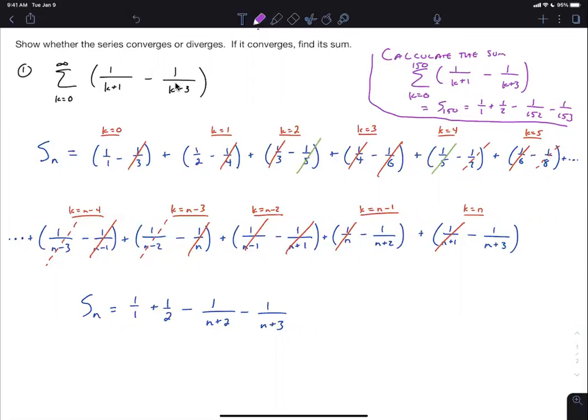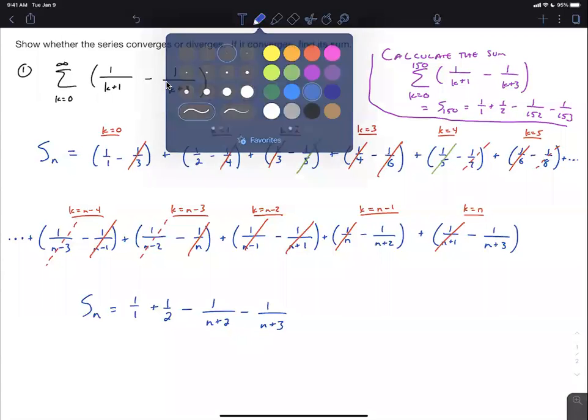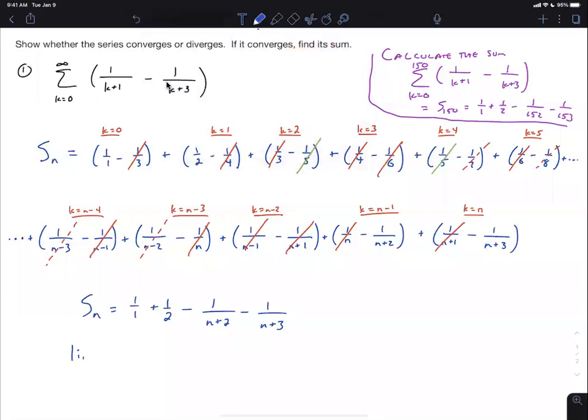Remember the definition of a series is the limit of the partial sums. So we want to know what is the limit as n goes to infinity of Sn. Well, that's 1 over 1 plus 1 over 2 minus 0, because these are 1 over infinity. So that goes to 1.5, which is 3/2. So this original series converges to 3/2 because these terms go to 0. Does that make sense to everybody?